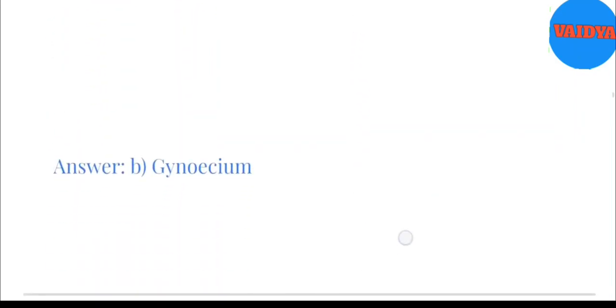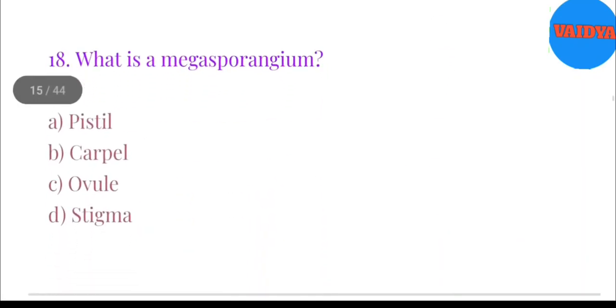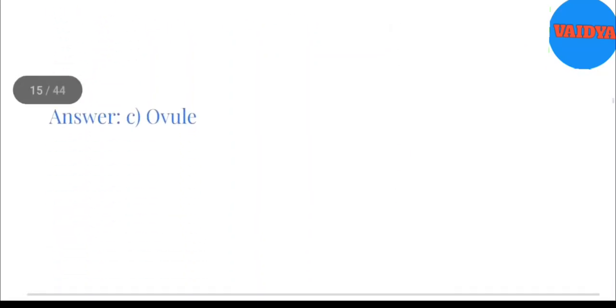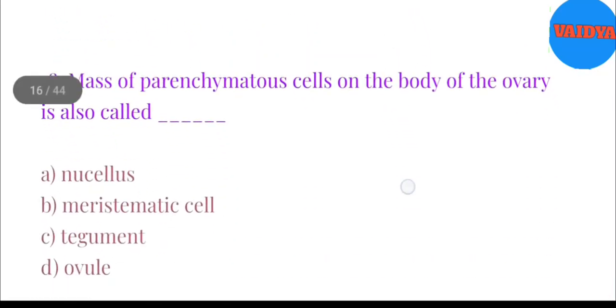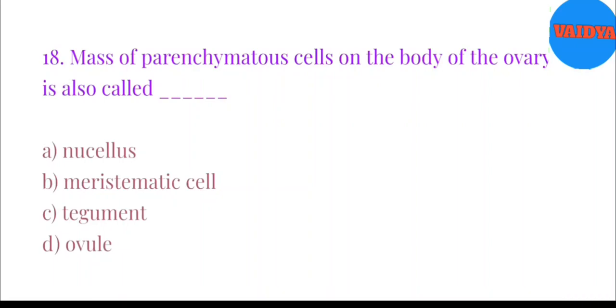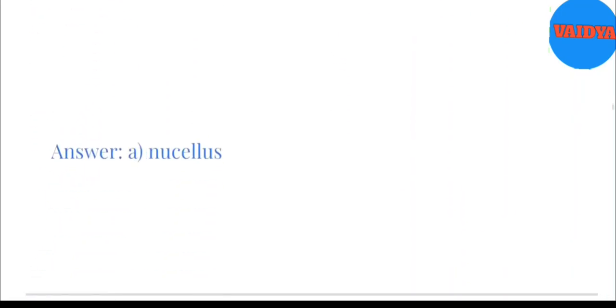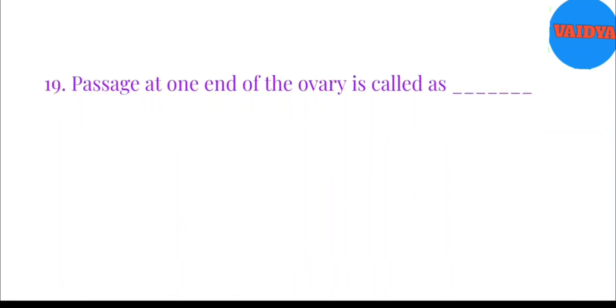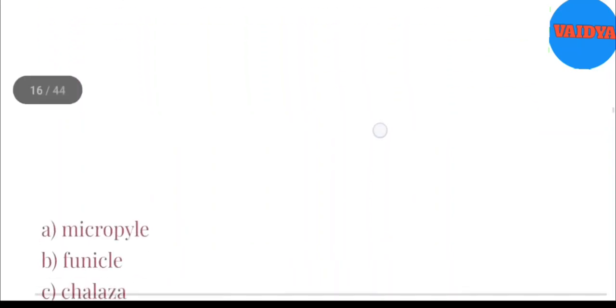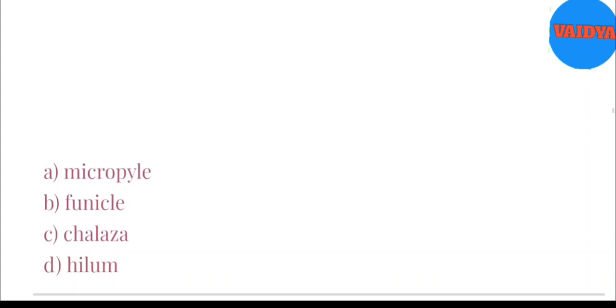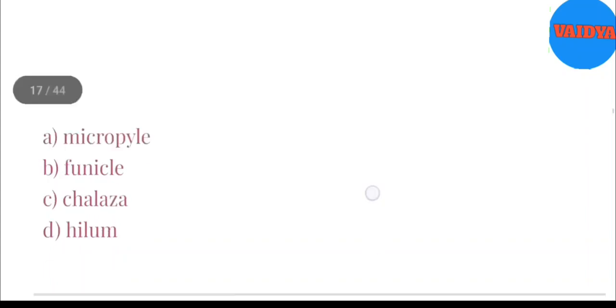18. What is a megasporangium? A. Pistil. B. Carpel. C. Ovule. D. Stigma. Answer: C. Ovule. 19. Mass of parenchymatous cells on the body of the ovary is also called? A. Nucellus. B. Meristematic cell. C. Tegument. D. Ovule. Answer: A. Nucellus. 20. Passage at one end of the ovule is called as? A. Micropyle. B. Funicle. C. Chalaza. D. Hilum. Answer: A. Micropyle.